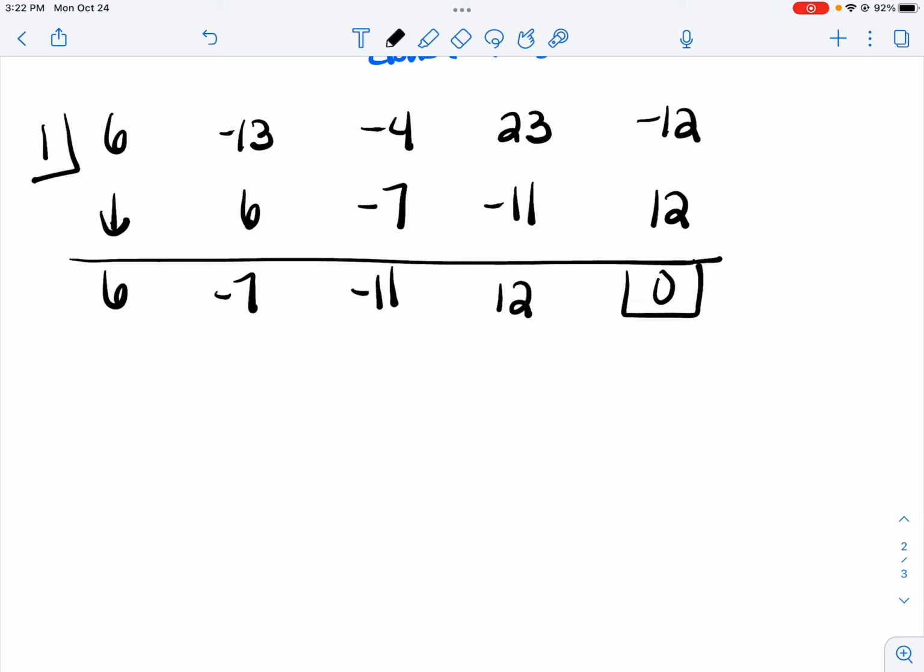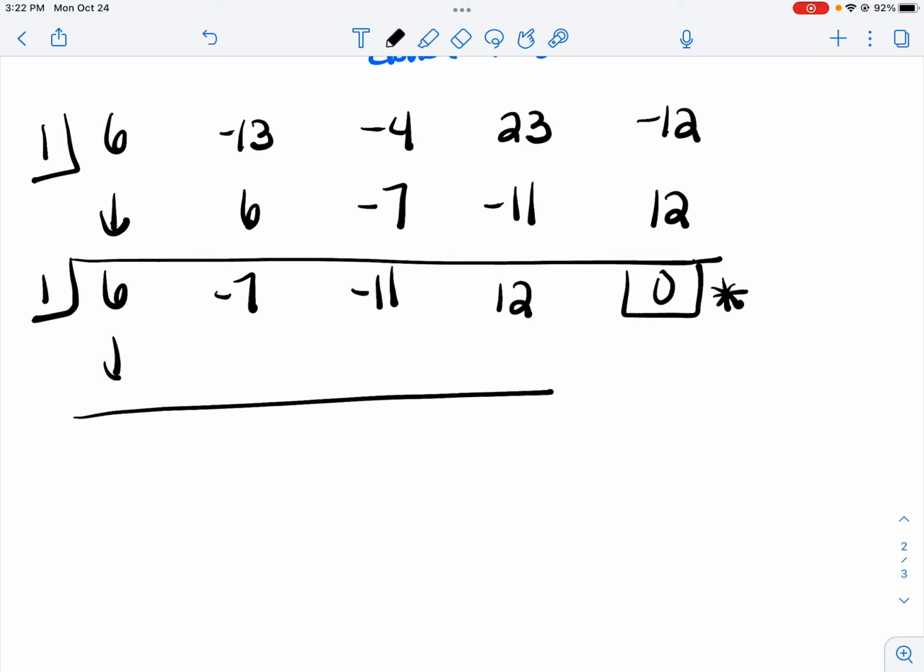Now here, because we're told that k is a 0, we better get a 0 here at that remainder. If not, then we've done something wrong somewhere along the way. Now, multiplicity of 2 means I can use 1 as a 0 again. So I'm just going to use this bottom row of synthetic division.